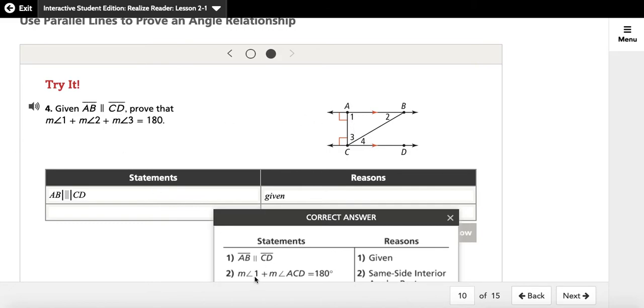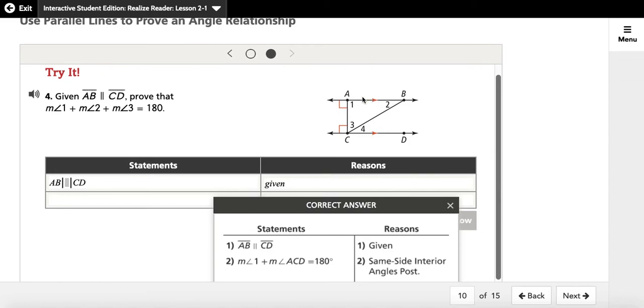They start off with the measure of angle 1 plus the measure of angle ACD. Since 1 and ACD are same side interior, they add up to 180. So 1 and 3, 4 add up to 180. So you can see that already equals 180. We need to prove that 1, 2, and 3 add up to 180. We already have 1, 3 plus 4 is 180. There's a hint. You can see what we need to substitute at some point.